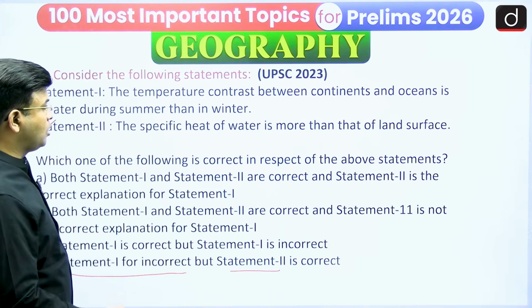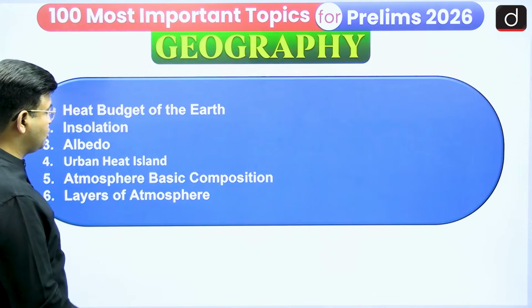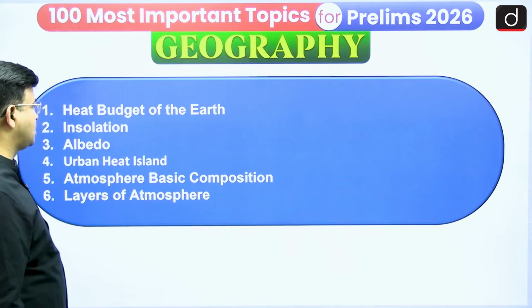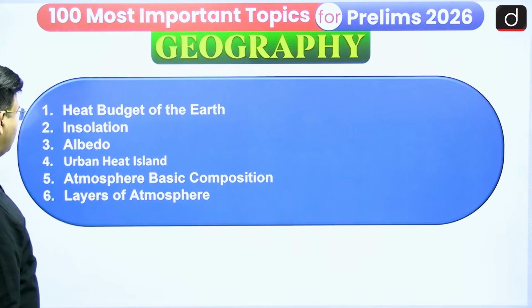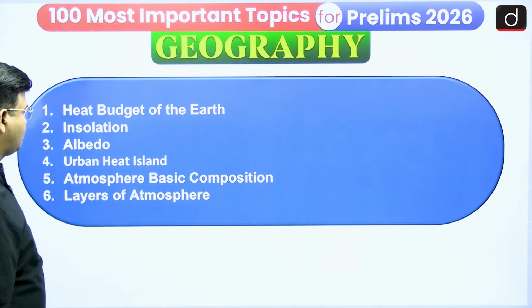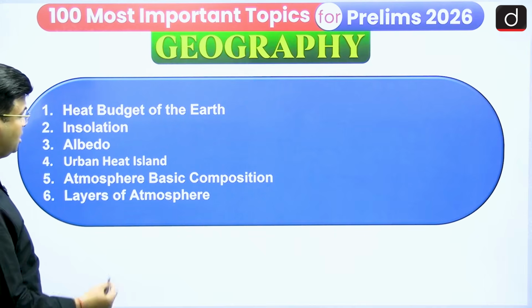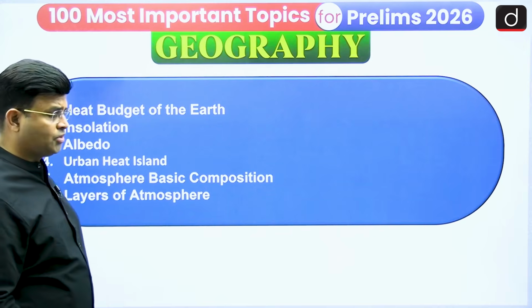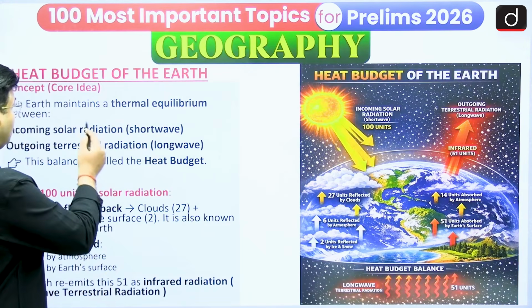So these are the questions we have to see. Now in this 7th episode we have to talk about the heat budget of the earth, insolation, albedo, urban heat island, atmosphere, basic composition, and we will see the layers of the atmosphere. These are the topics that we have to see, and they are very important for Prelims 2026. And first of all, the heat budget.